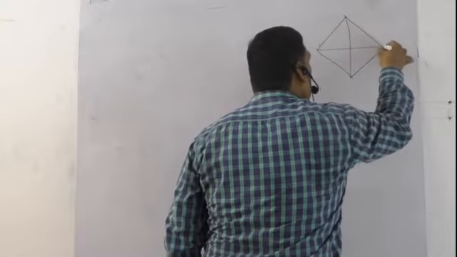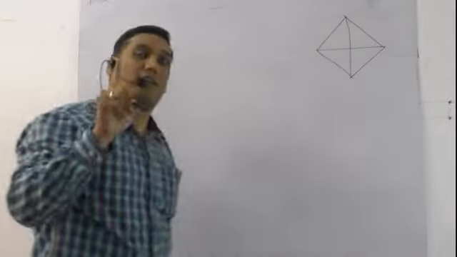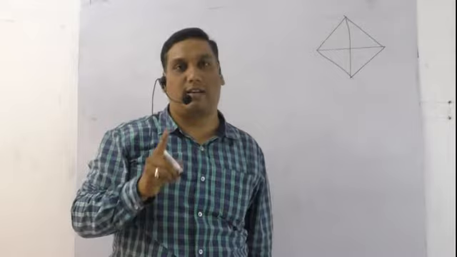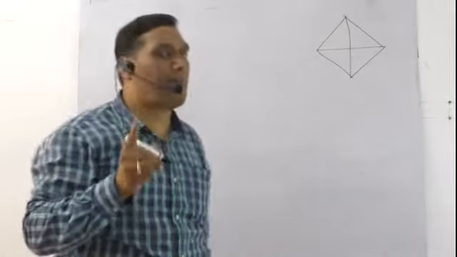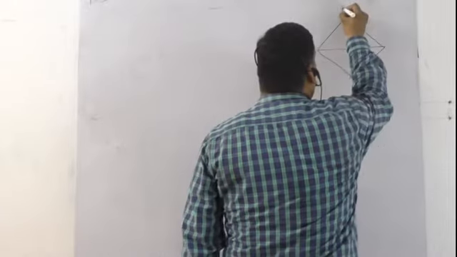Apart from the quadrilaterals written, there is one more quadrilateral, the kite. Kite also is considered as a type of quadrilateral. We will discuss it after some time. Kite के बारे में भी डिस्कस करेंगे.